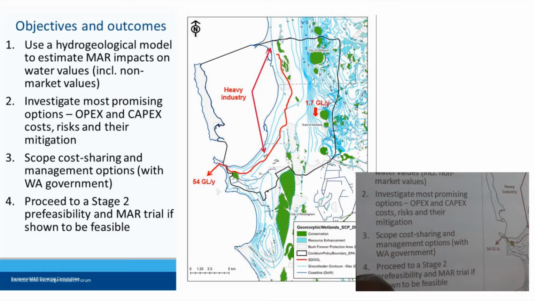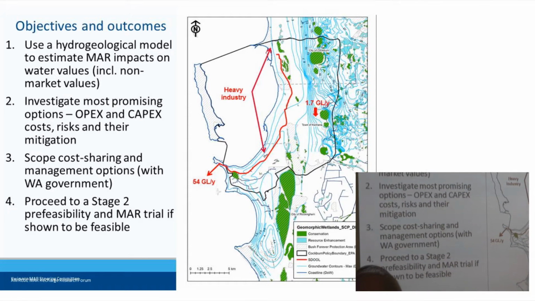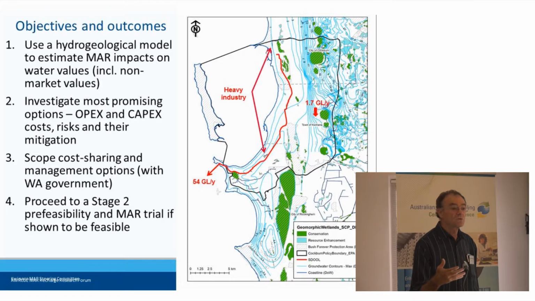MAR options. We're looking at cost sharing and how the government can work with us to make sure that we overcome the regulatory issues, and also give reassurance, if you like, that industry, if they do divert this water into the aquifer, that they can actually get an increased allocation, or at least retain their current allocations. And finally, we hope that by the end of this project, we'll be able to go to a phase 2 and actually start putting trial water in and take water out of that pipeline.